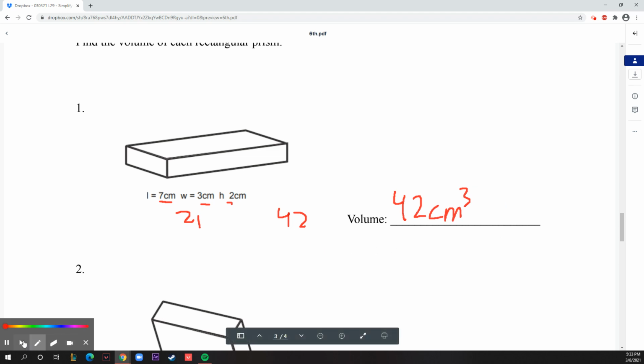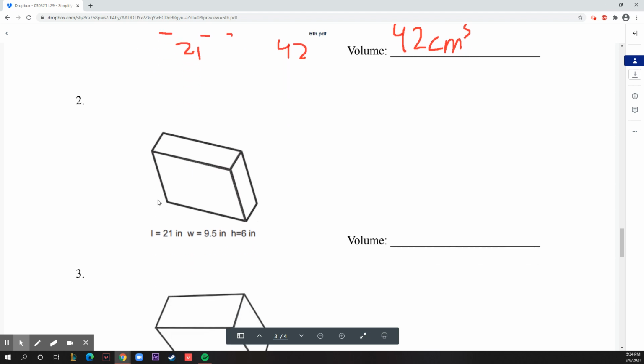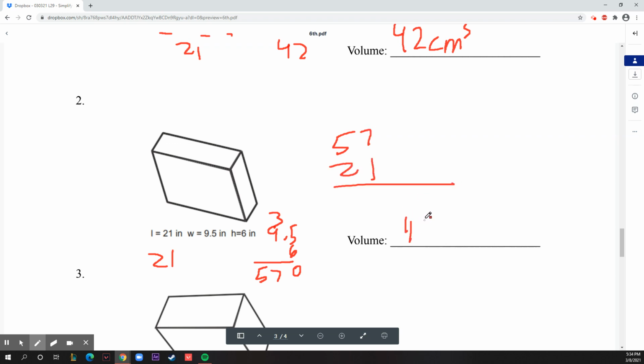Okay, number 2. Number 2 is 21 times 9.5 times 6, okay? So you want to take this 21 and put it off to this side. You want to multiply 9.5 and 6, because that gets rid of the decimal. That gives 57, and then you want to multiply 57 and 21, and you get 1,197 inches cubed.